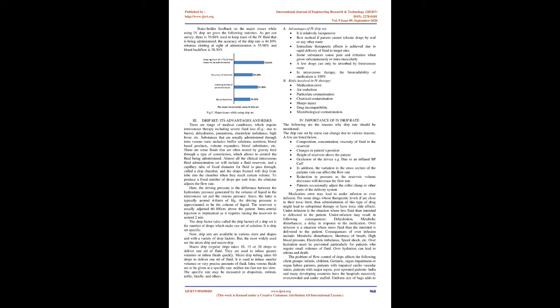There are some fluids that are often routed by gravity feed through a type of constriction, which allows control of the fluid being administered. Almost all clinical intravenous fluid administration sets will include a fluid reservoir, and a capillary tube of fixed diameter for fluid to pass through, called a drip chamber, and the drops formed will drip from the tube into the chamber when they reach a certain volume. To produce a fixed number of drops per unit time, the clinician adjusts the flow rate.